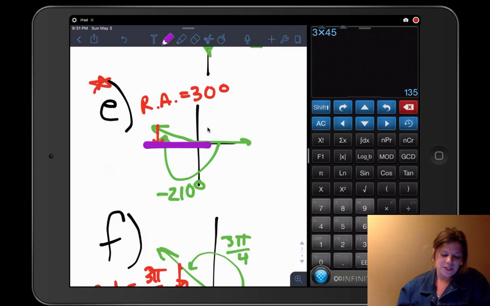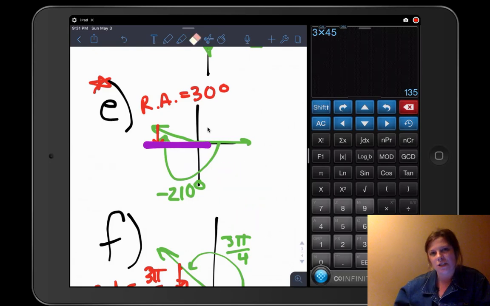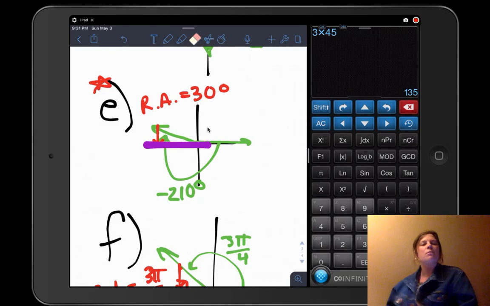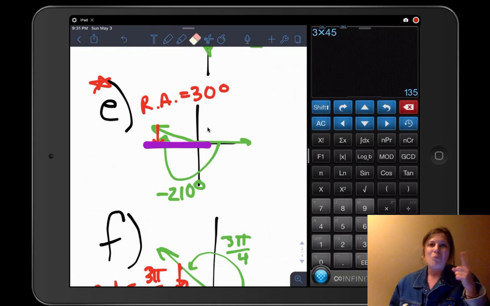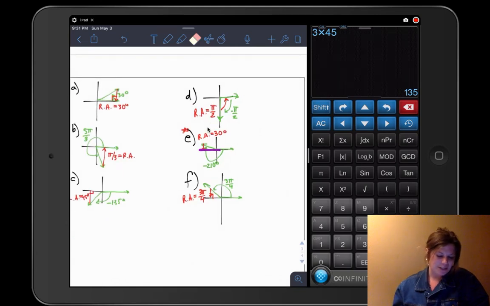You could say 210 minus 180 and then get 30 as your reference angle. Remember, reference angles are always positive no matter what direction you go in. You always consider them positive because you're asking yourself the question, what angle would my triangle be if it was in the first quadrant? Okay, so let's keep going.